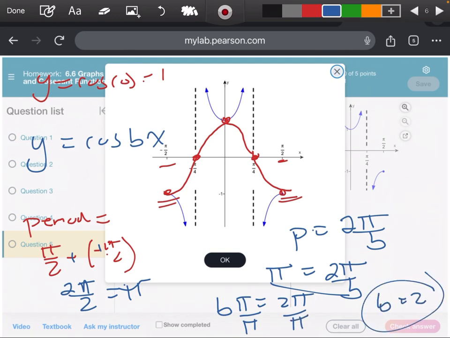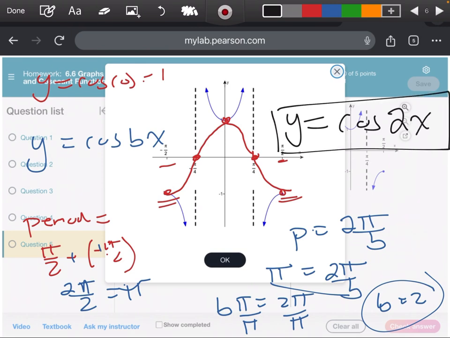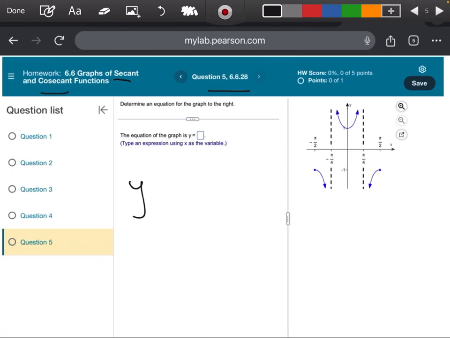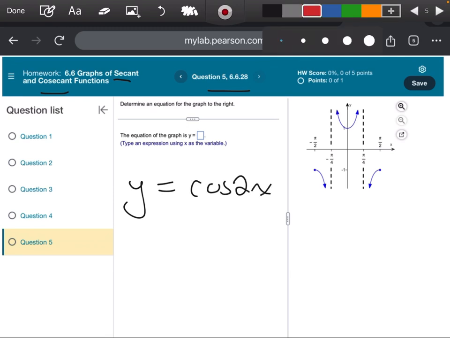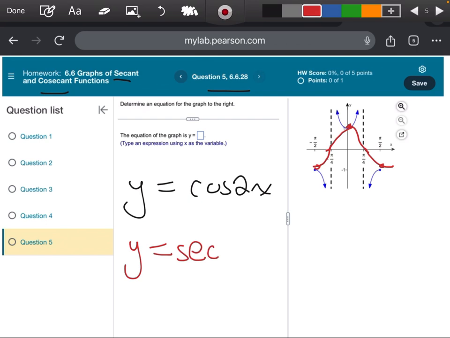So what I'm thinking right now is that my parent function is y equals cosine of 2x. Let me come back to my original problem. If I'm thinking about y equals cosine of 2x for this graph right here, then the graph we're going to have is y equals secant of 2x, okay?